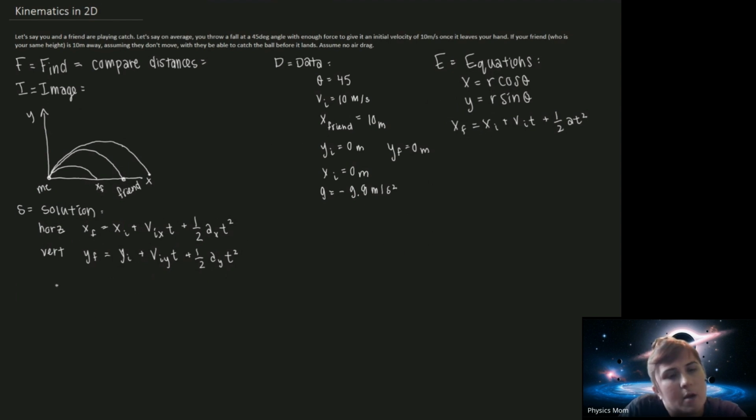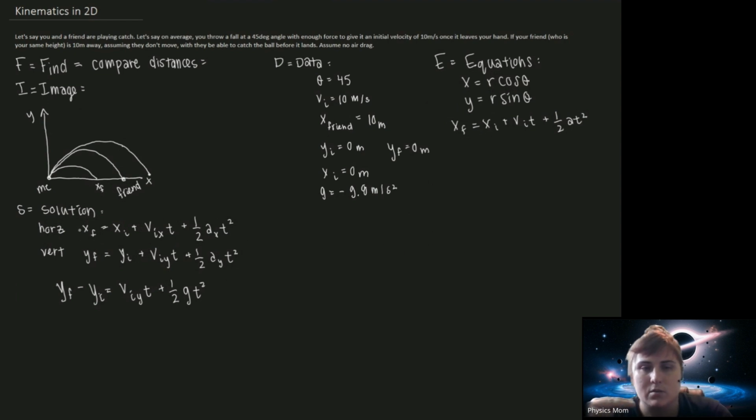So then my y final, I'm going to move the y initial to the other side. So I'm going to call it y final minus y initial. That is equal to v initial y time plus 1/2. Instead of writing acceleration in the y direction, I'm going to write g, so that's what the acceleration is, times time squared, okay? If I say that it starts at a height of 0, which technically it doesn't, it starts at my height, but remember, we can set our coordinate system to whatever we want.